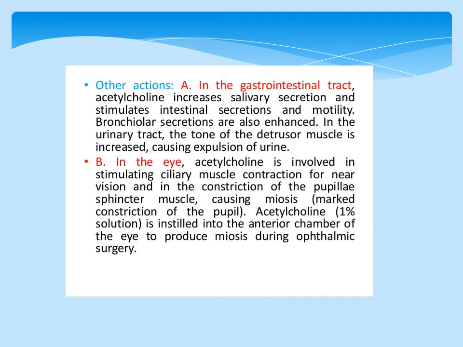Neurotransmission or neurohumoral transmission steps. First of all, synthesis of neurotransmitter, uptake of neurotransmitter, release of neurotransmitter, binding to the receptor, and then degradation of the neurotransmitter.